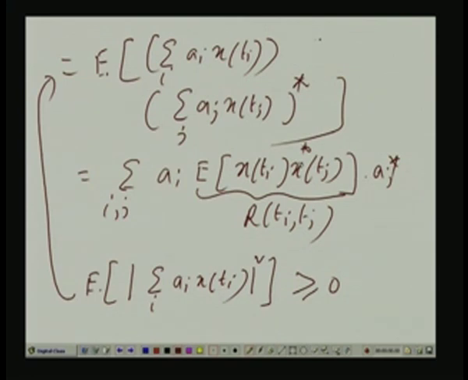Conversely, it can also be proved that given a positive definite function, you can find a random process whose autocorrelation function is given by this positive definite function. This we might show later. Okay, that's all for today. Thank you very much.